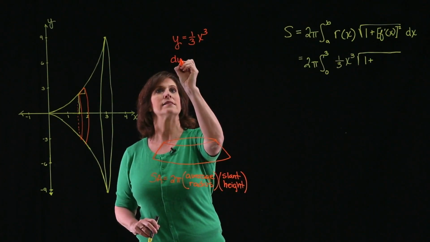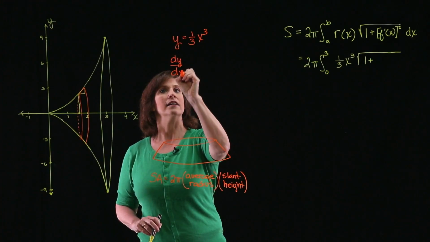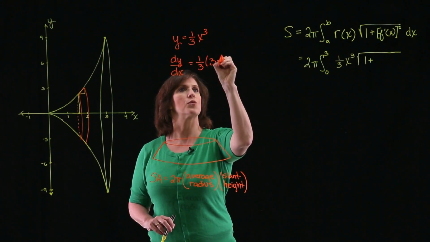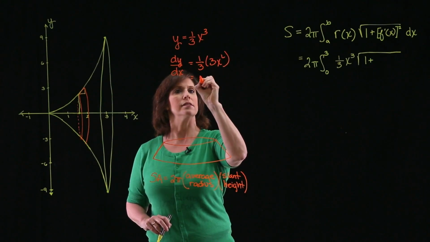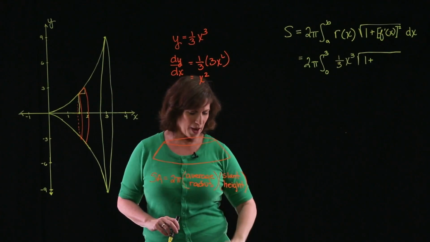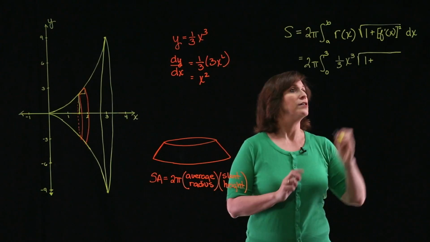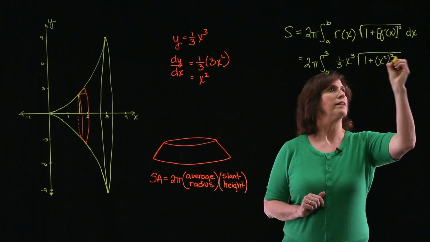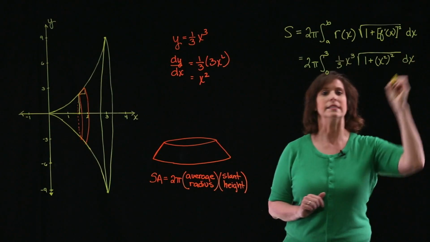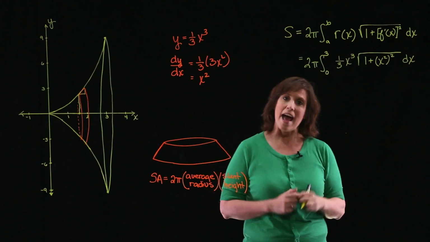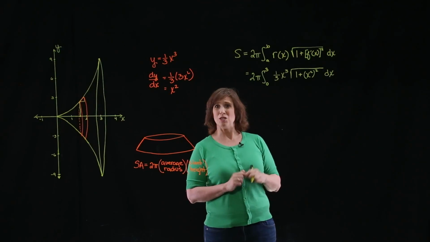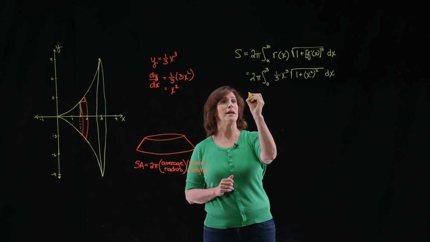dy/dx is going to equal 1/3 times 3x squared, which reduces to x squared. So I'm going to have x squared dx. All right, I have my formula all set up now for this particular problem. The next thing I'm going to do is simplify that integrand just a little bit.